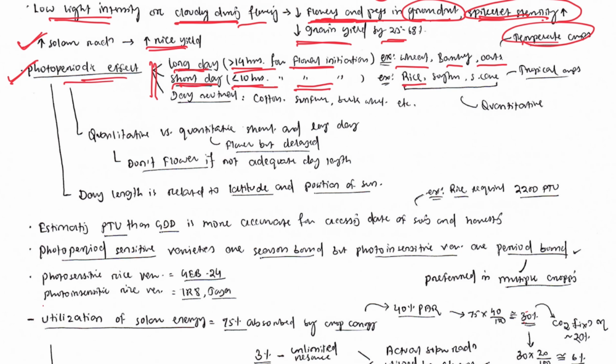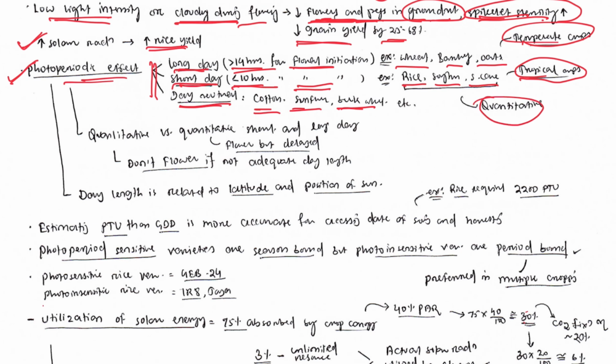Here rice, sorghum, sugarcane are short day plants, and mostly the tropical crops belong to short day plants. Then day neutral plants: cotton, sunflower, buckwheat are examples of day neutral plants. Okay, so these plants are basically the quantitative day length plants.